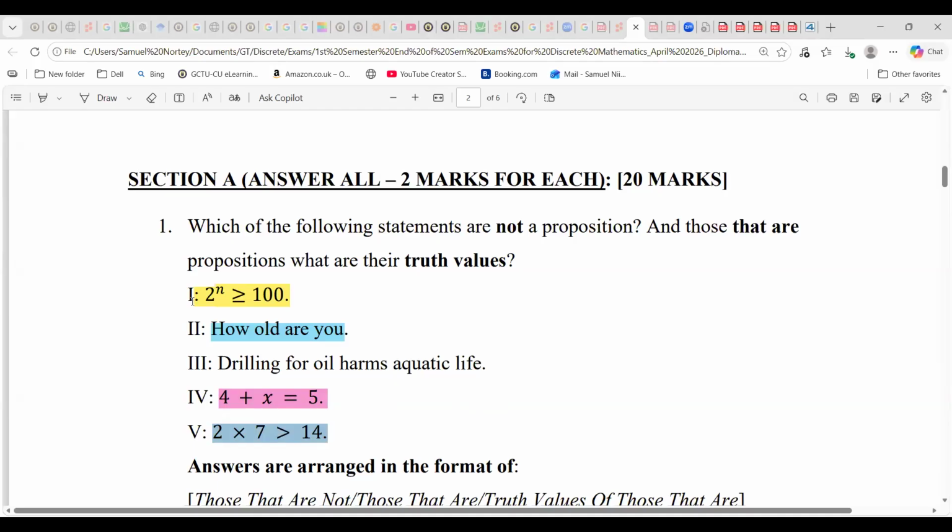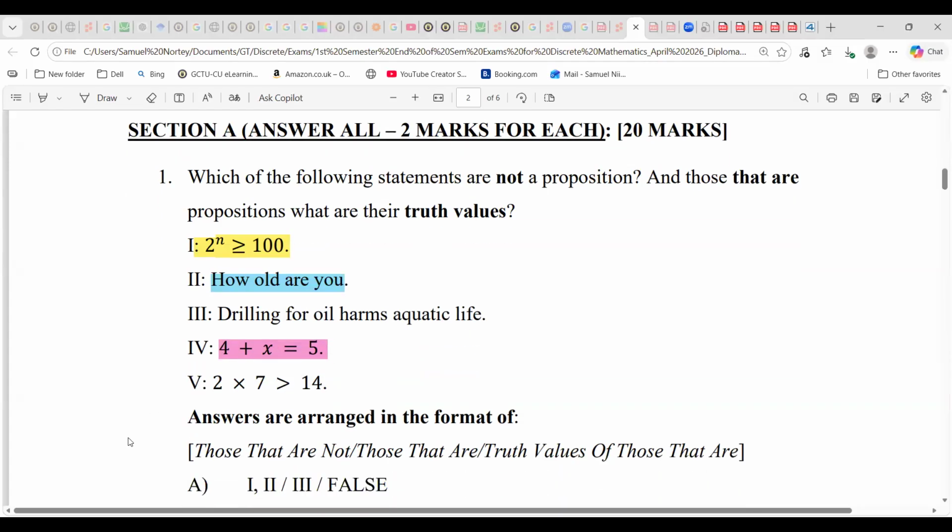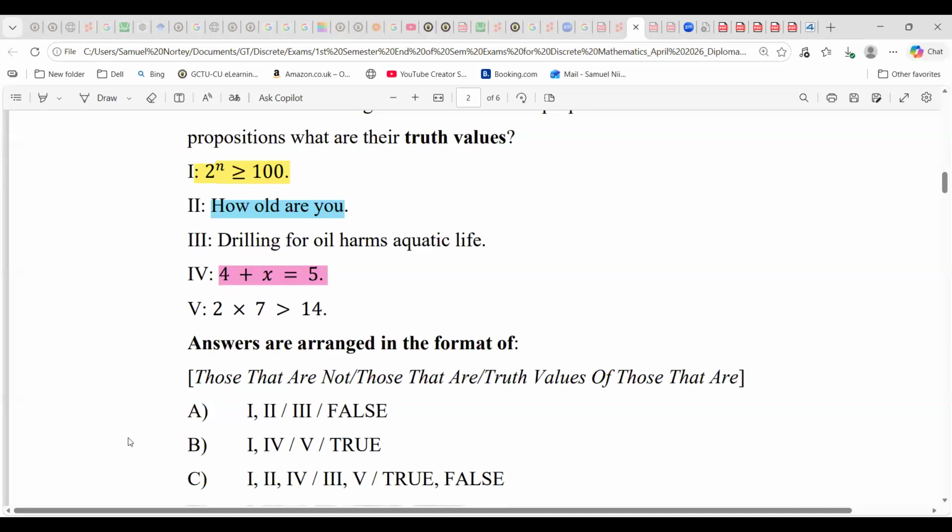So where is everybody? Angela and all the ladies, please, I hope you follow this example. This one has a variable. This one is a question. And this one too has a variable. That is why they are not. Now the rest are. So when you are choosing, you choose those that are not: I and IV. And those that are, so the answer should be C. And then their truth values.